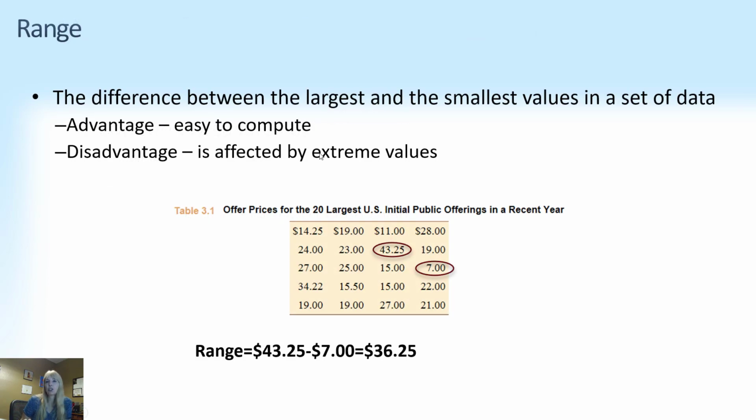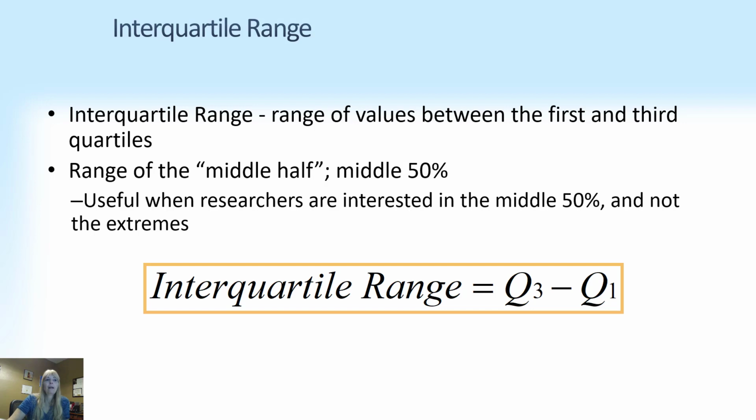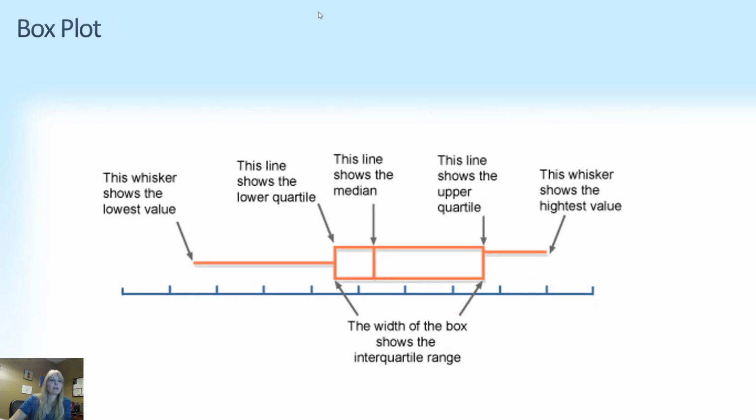So the range is just the difference between the largest and smallest value, but as you see here, it can be affected by very extreme values. The interquartile range, you find your quartile 3 and subtract quartile 1. And that gives you your middle 50% of your data.